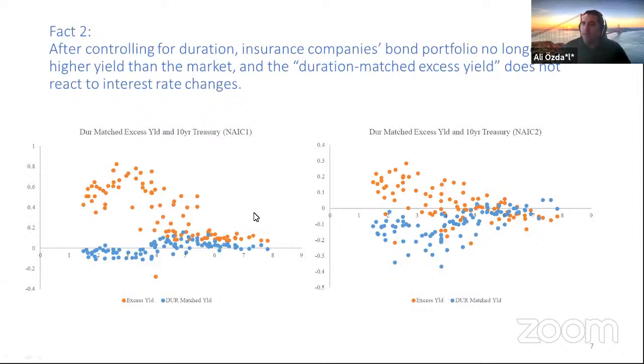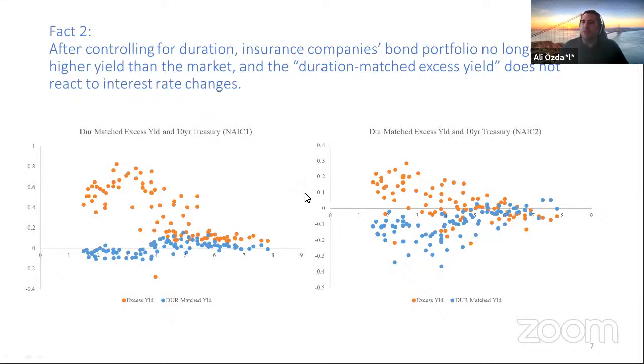If you do this exercise, you see a very striking result, which is that the duration matched excess yield is totally flat in its relationship with the interest rates. This says that after controlling for duration, you do not get this negative relationship between the interest rates and the excess yields anymore in the NAIC1 category. If you look at the NAIC2 category, this relationship even slightly reverses. As you see, it was previously downward sloping, and now it's slightly upward sloping. Of course, one can argue that this exercise inadvertently also captures something about credit risk, so what you are capturing is not only duration risk.